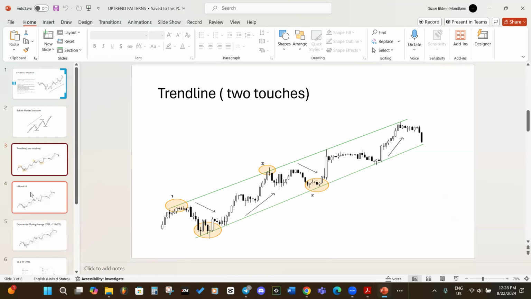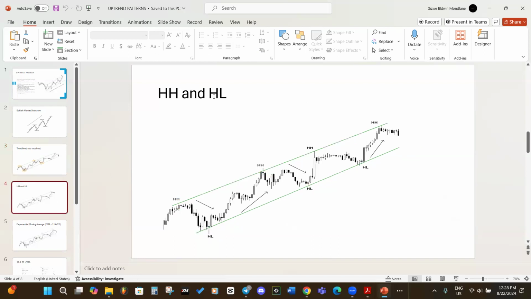It's only valid after you see two touches on top, on the resistance, and also on the support. Another thing you have to note is that these trend lines, the one on top, we call it a dynamic resistance, and the one at the bottom, we call it a dynamic support. So higher highs and higher lows, same thing. There will be higher highs, higher lows. You want to be looking for buying opportunities at higher lows.